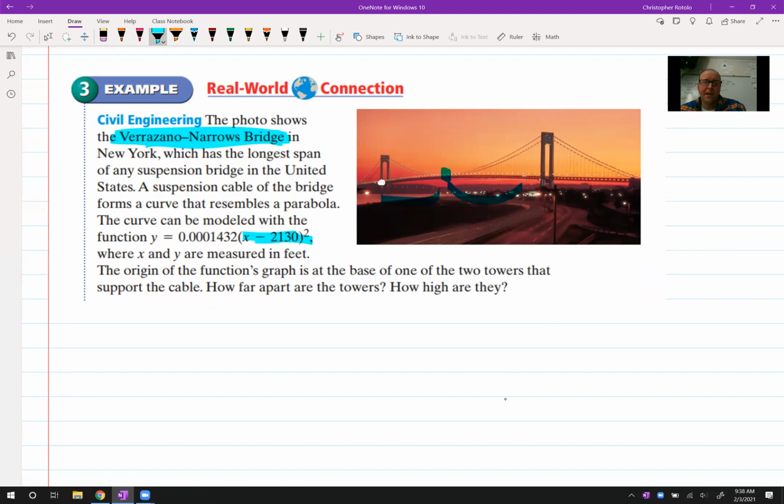Okay, so we're going to talk about how far apart the towers are. We're going to use this information, how high they are. We can plug it back in and deal with that. I'll show you that in class.